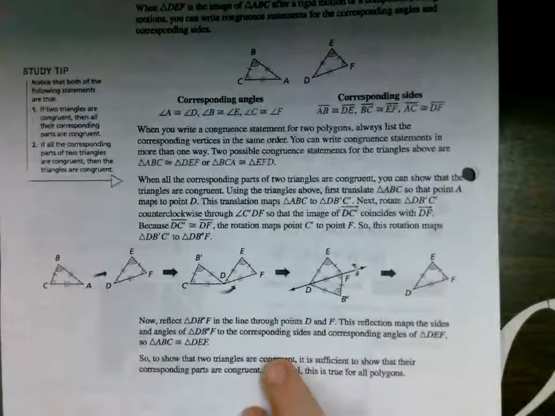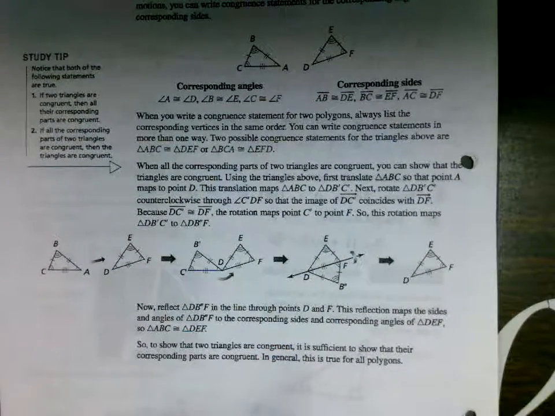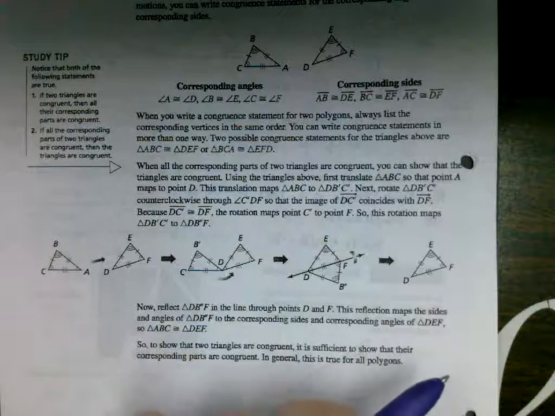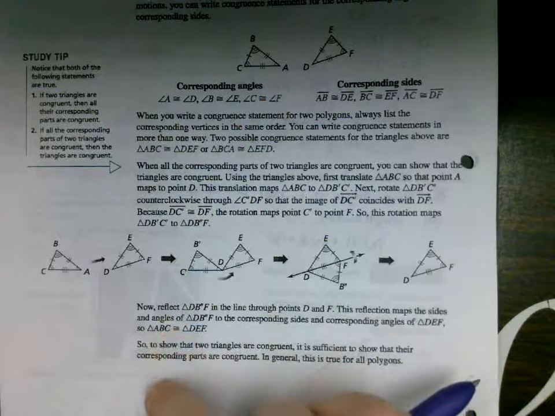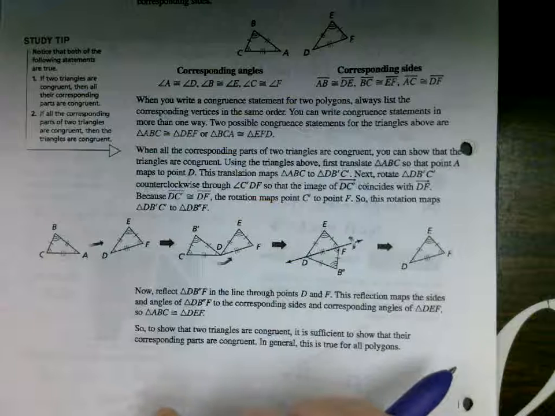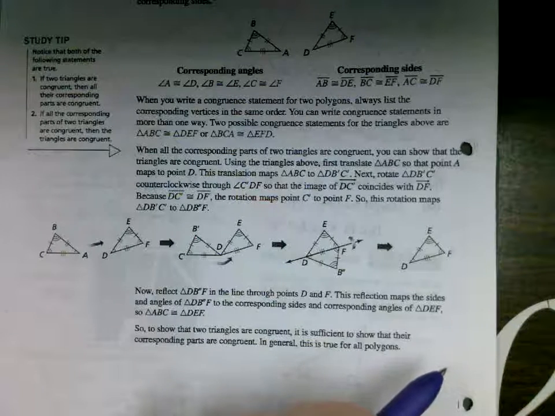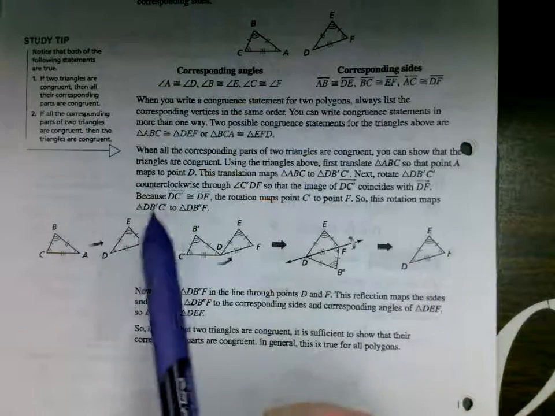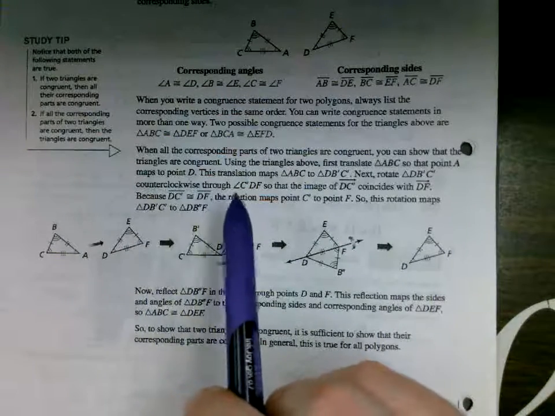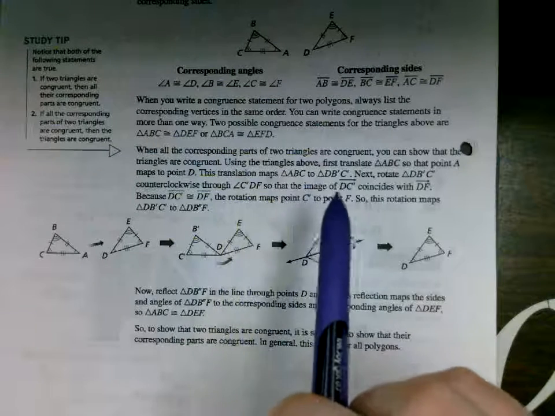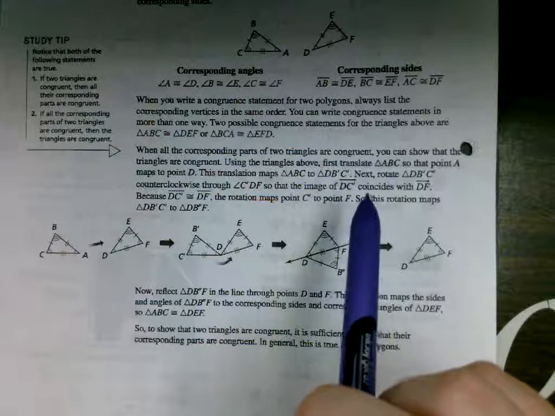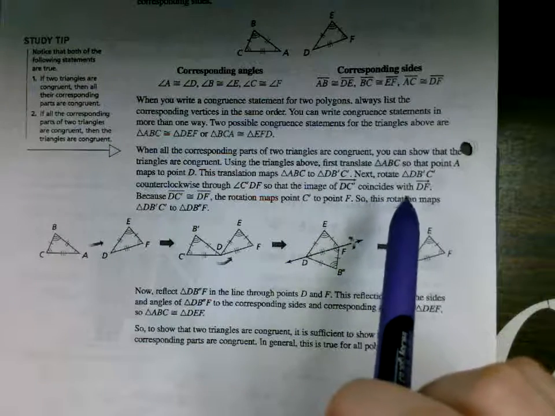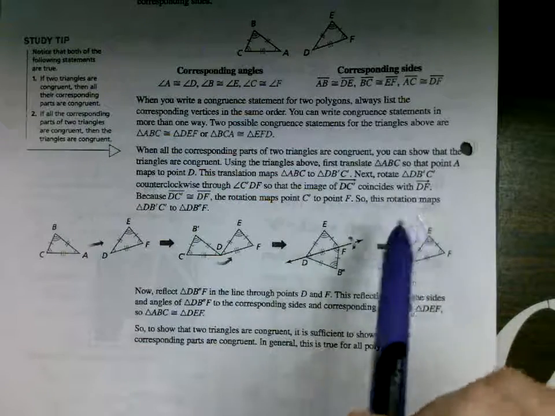Okay, so then we have when all the corresponding parts of 2 triangles are congruent, you can show that the triangles are congruent. Using the triangles above, first translate triangle ABC so that point A maps to point D. This translation maps triangle ABC to triangle DB prime C prime. Next, rotate triangle DB prime C prime, sorry that's hard to say, counterclockwise through angle C prime DF so that the image of segment DC prime coincides with, that's a ray, with ray DF, okay?